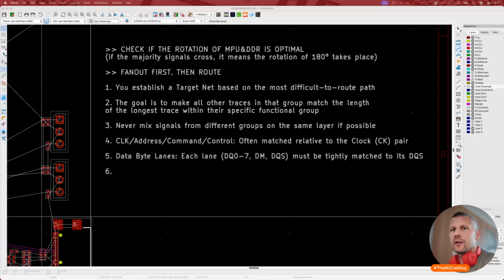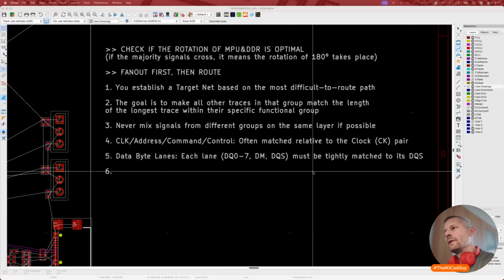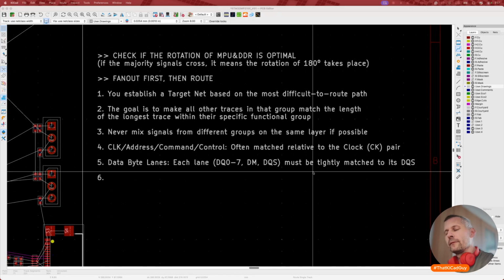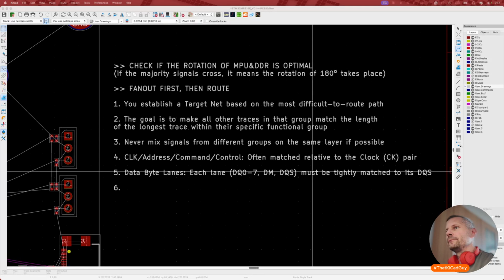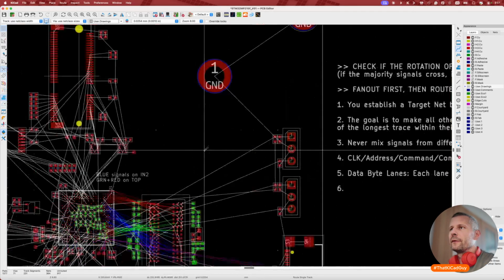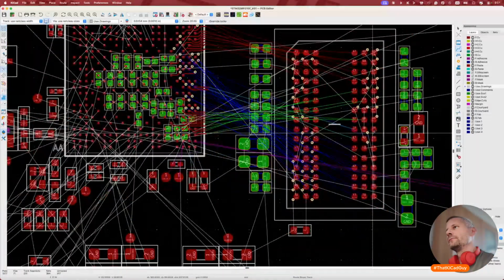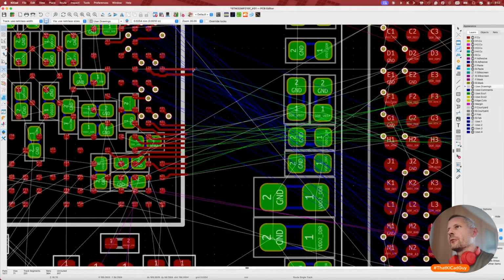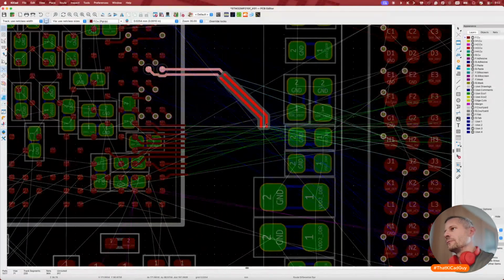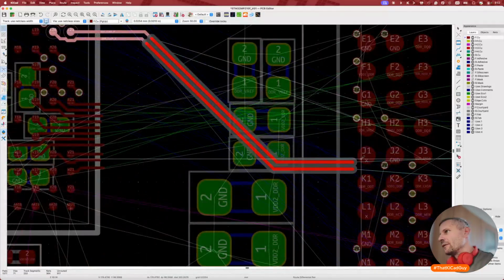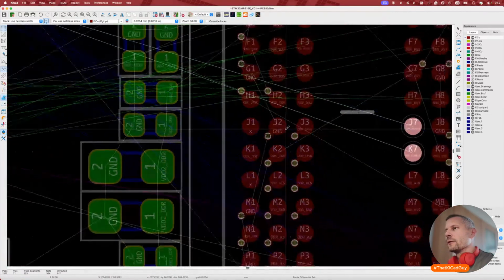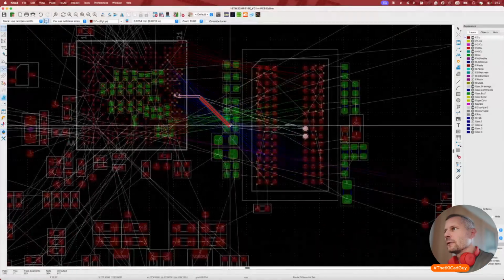Yeah, I'm checking where to route the clock. Ideally, I would keep the clock signal on the same layer. But it's practically impossible. Yeah, some testing job. Test run for the clocks.